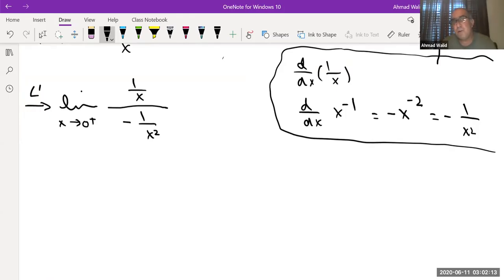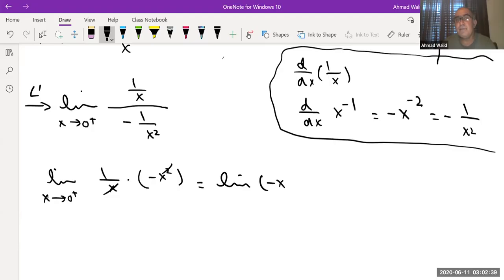Now, before plugging in 0, simplify if you can. You can write limit x approaching 0 from the right. Let's simplify this. It's a complex fraction. You can write it as 1 over x times, flip this one, -x squared. X cancels out with one of the x's. It means you end up with the limit of -x as x approaches 0 from the right, which gives you what? 0.